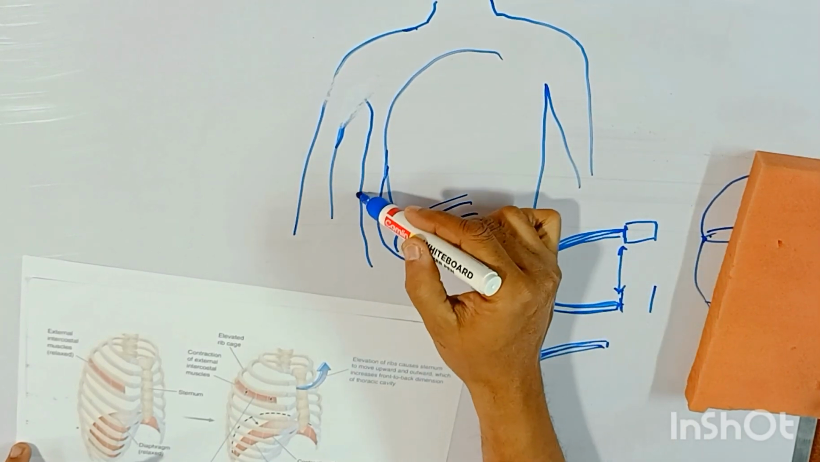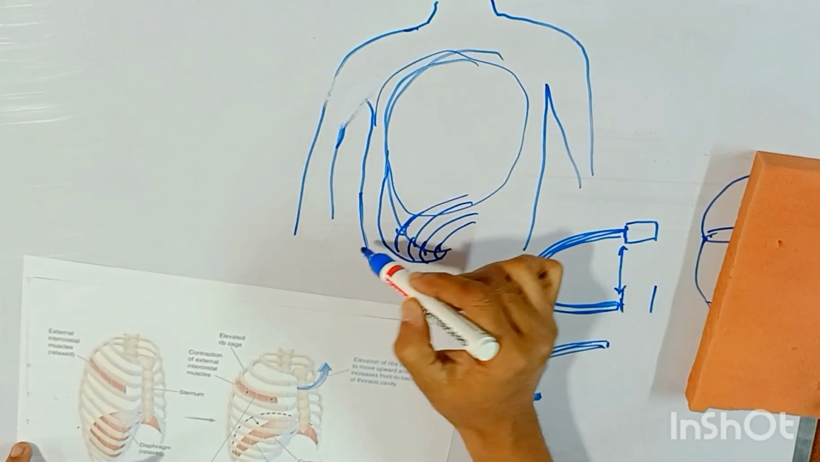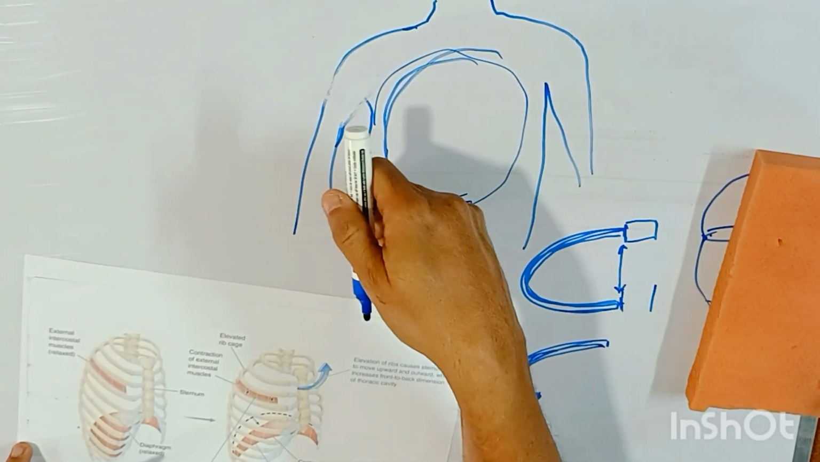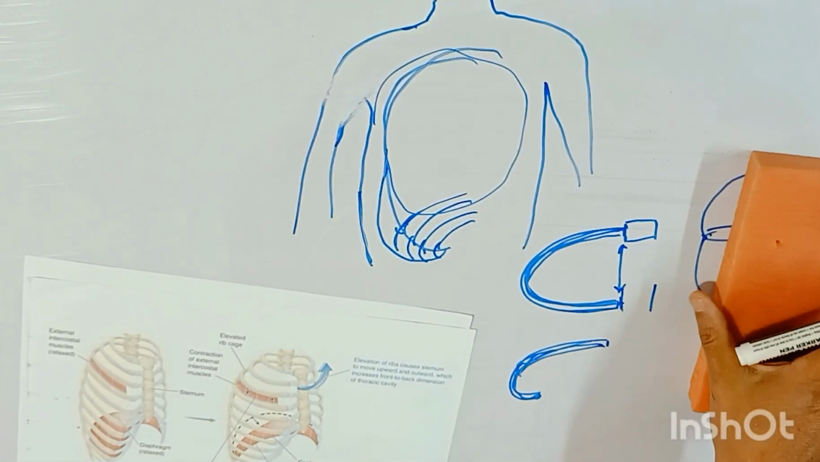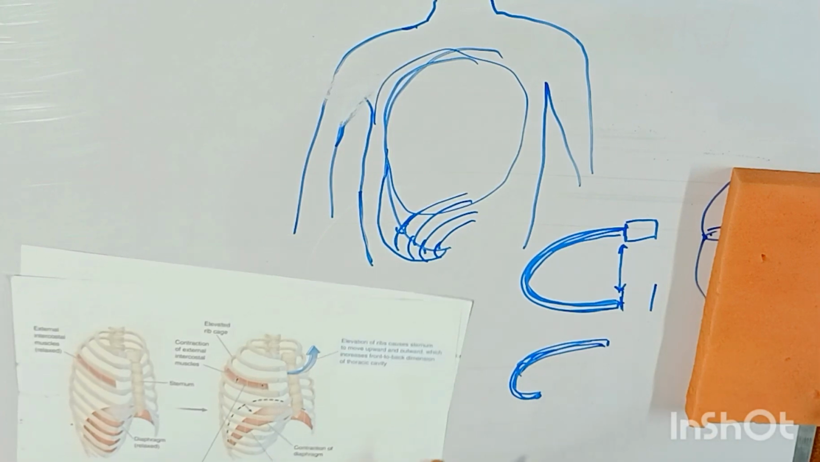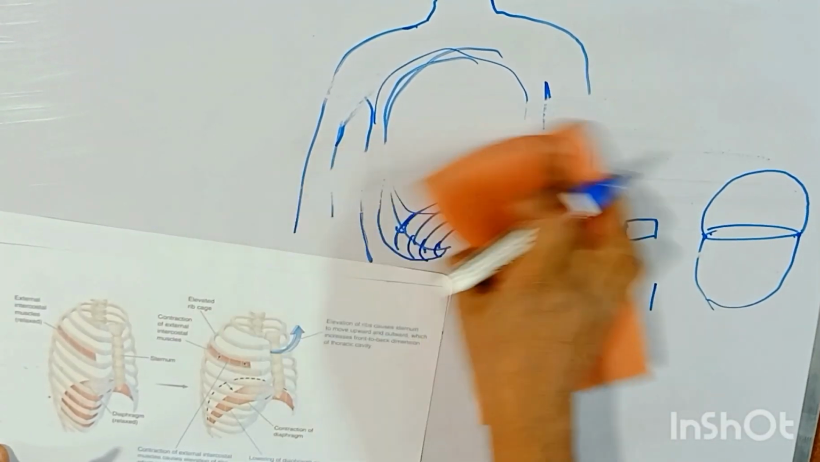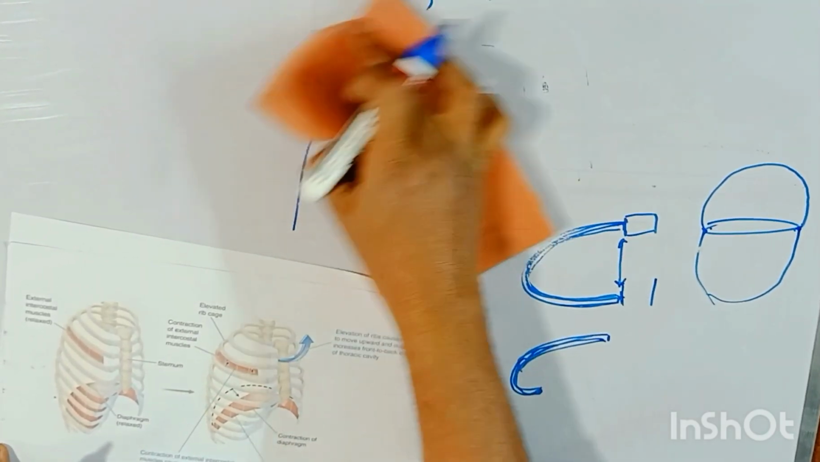So this lateral, this is the thorax, and so the lateral portions of our thorax are getting increased by this pump handle movement. So the bucket handle movement as well as the pump handle movement of the ribs actually help to increase the volume of the thoracic cage.